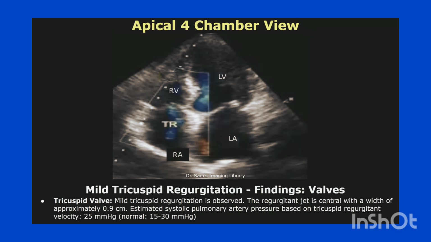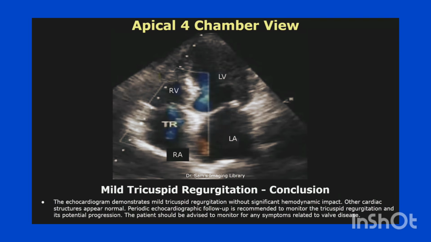The regurgitant jet is central with a width of approximately 0.9 centimeters. Estimated systolic pulmonary artery pressure based on tricuspid regurgitant velocity is 25 millimeters of mercury. So the pulmonary artery pressure is within normal range.